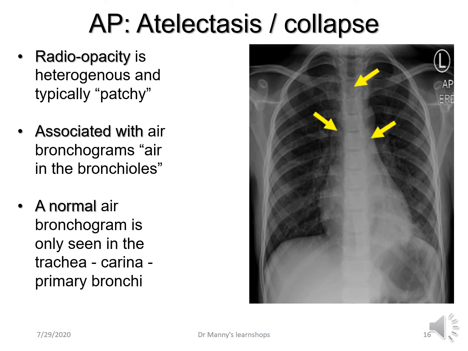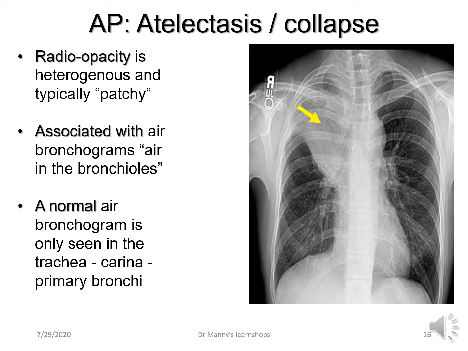Then you've got atelectasis or lung collapse. And with lung collapse the radiopacities are heterogeneous and typically patchy. And typically they're associated with air bronchograms in the bronchioles distal, close to the alveoli. A normal air bronchogram is only seen in the trachea, the carina, the bifurcation, and the primary bronchi, right and left. Anywhere else is classed as being potentially abnormal.